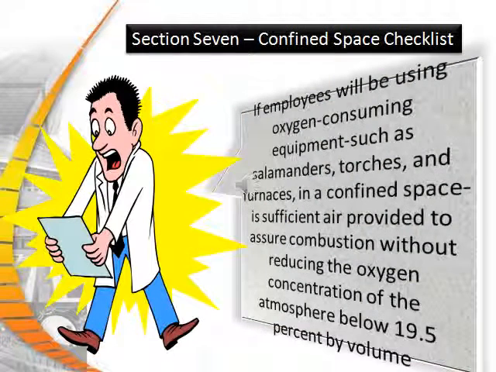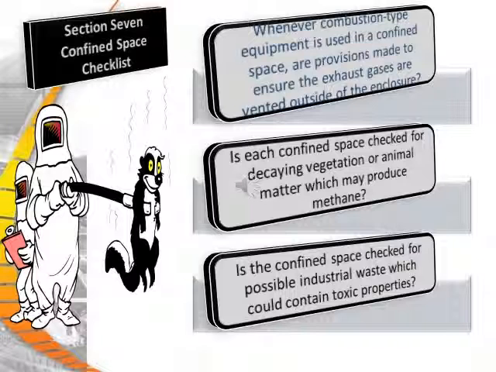If employees will be using oxygen-consuming equipment such as salamanders, torches, and furnaces in a confined space, is sufficient air provided to assure combustion without reducing the oxygen content of the atmosphere below 19.5% in volume? Whenever combustion-type equipment is used in a confined space, are provisions made to ensure that exhaust gases are vented outside the enclosure? Is the confined space checked for decaying vegetation or animal matter which may produce methane?